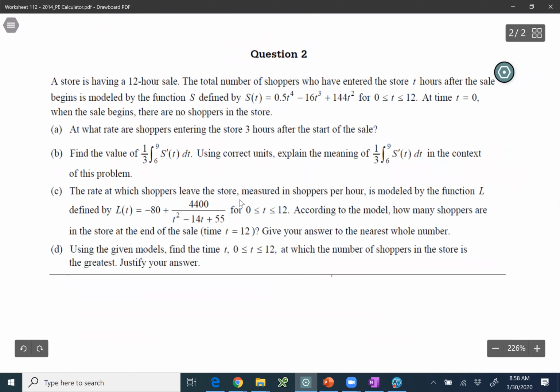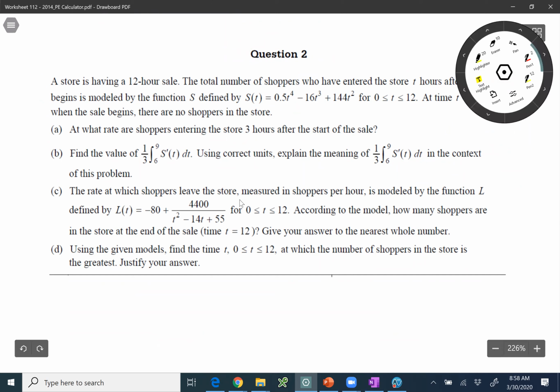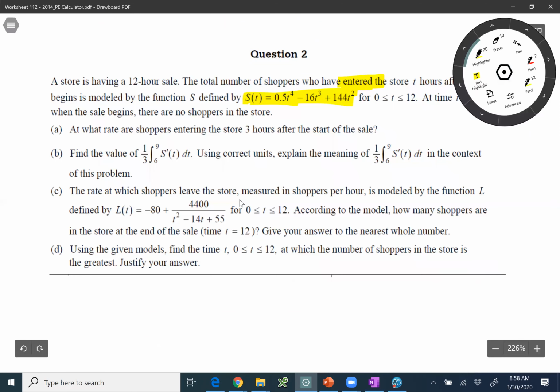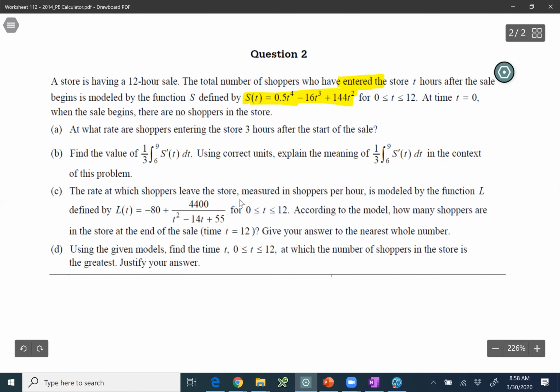Next question: a store is having a 12-hour sale. The total number of shoppers that have entered the store after the sale begins is S of T. We see entering the store, like a rate in. Now, is this a rate or is this the amount? We want to make sure we know. This is kind of a rate in, rate out question. It's good to identify what our question types are to help us know what formulas to use and to recognize the patterns we've seen in all these practice questions.